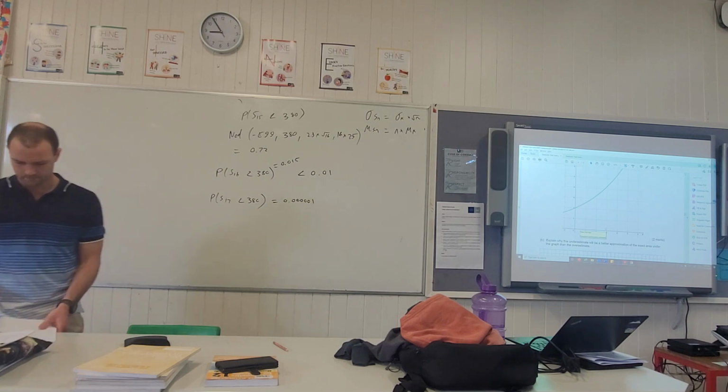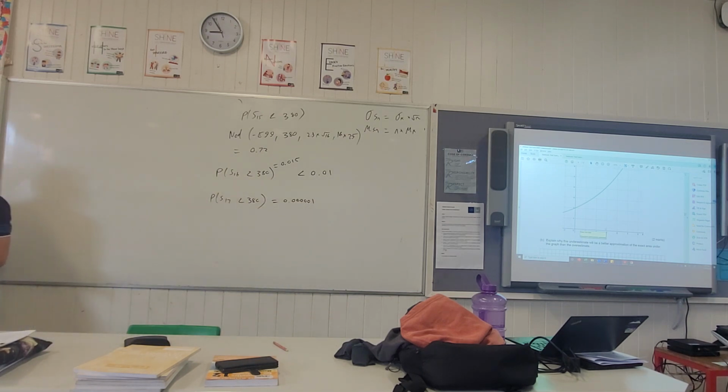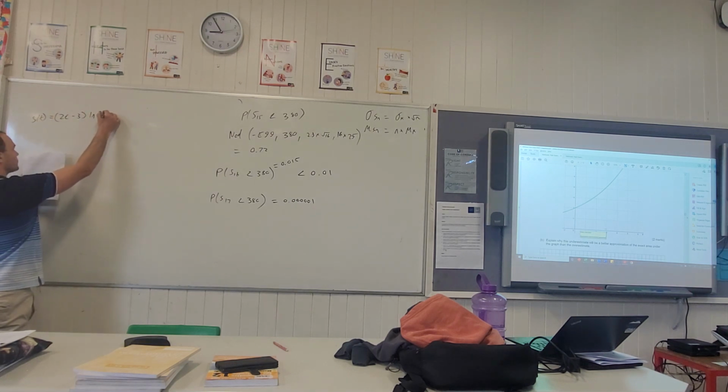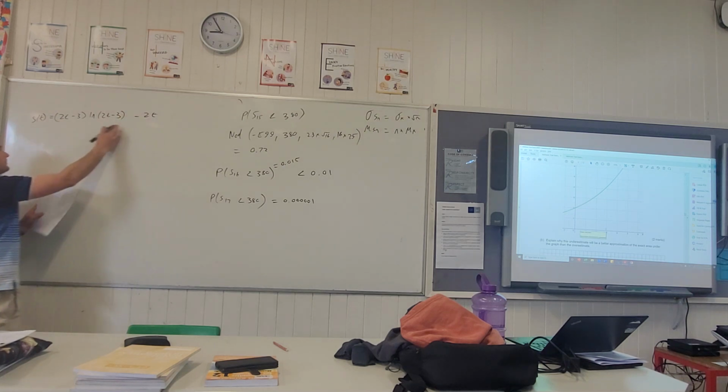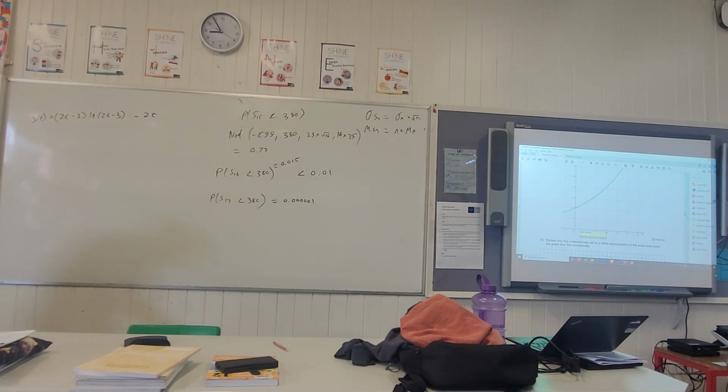Now we've got two objects, A and B, moving in a straight line. The displacement of object A in meters after t seconds is given by S of t equals (2t − 3) multiplied by ln of (2t − 3), minus 2t. That's the displacement function, valid from 1.5 to 4. Show that the velocity of A is given by this function.